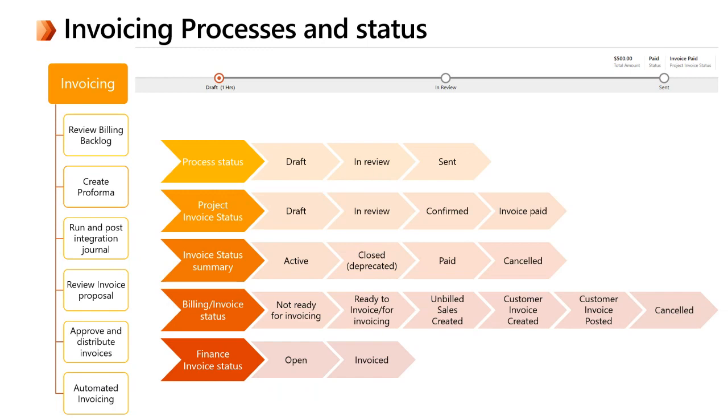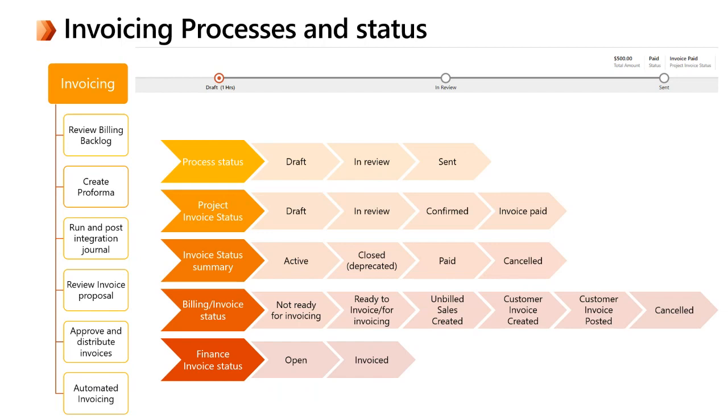So now I'd like to bring your attention to the different statuses that you're going to see throughout this. So when you create a pro forma invoice, on the top, you're going to see these draft invoices. This is the process that you actually can build and customize yourself, and you can manually move through these different process statuses. The project invoice status and the invoice status summary. Historically, status is built from sales and PSA respectively. So at some point, these statuses will be combined.